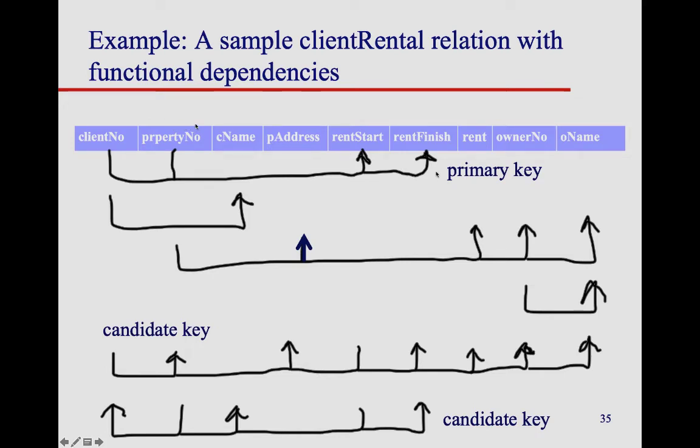Now you'll note that I don't have additional stuff in here, like I don't say that the client number and the property number determine the client name. But that is true. But the reason I don't have it is because that would be what? If I had the client, what uniquely determines the client name? You can see it here.